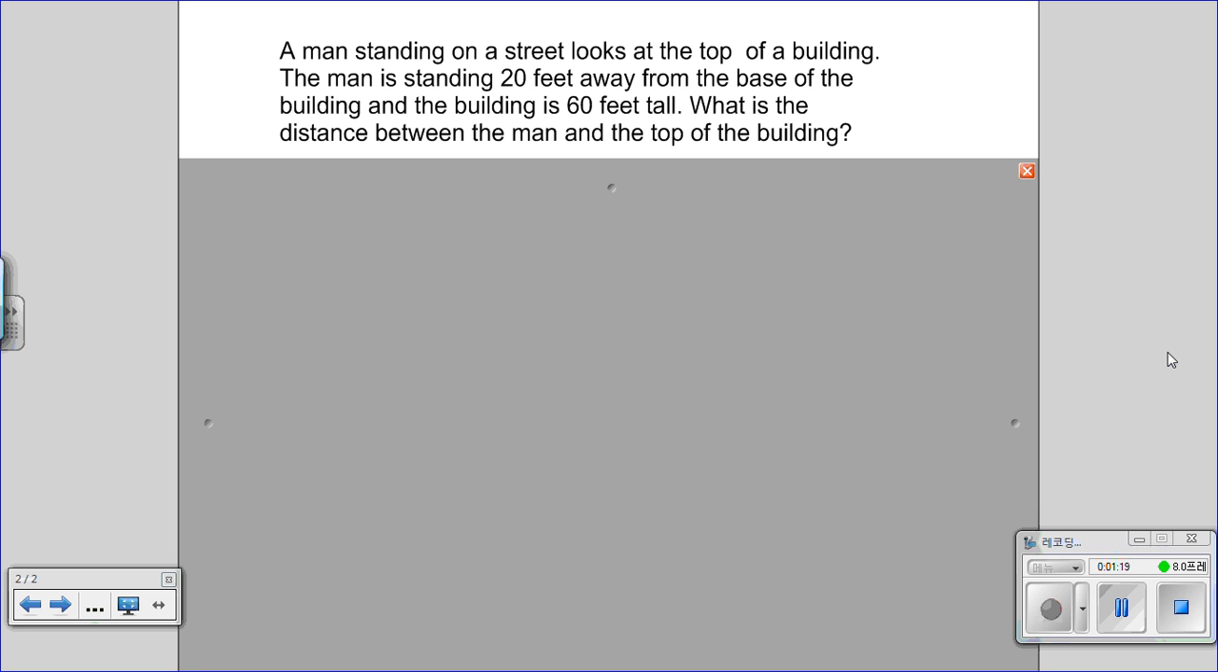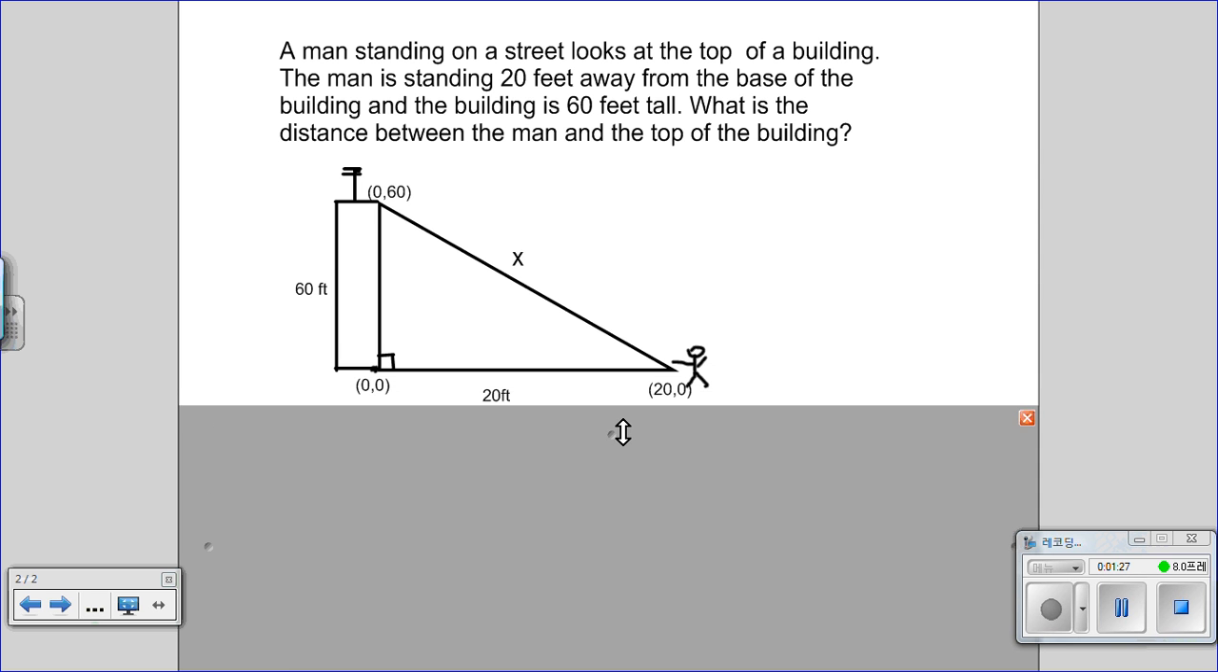Now we will do this exact same problem, but instead of using the Pythagorean theorem, we will use the distance formula. So when we draw the diagram again, we can set the intersection of the base of the building and the street as the origin, 0, 0. The top of the building will be the point 0, 60, and the point at which the man is standing will be the point 20, 0.